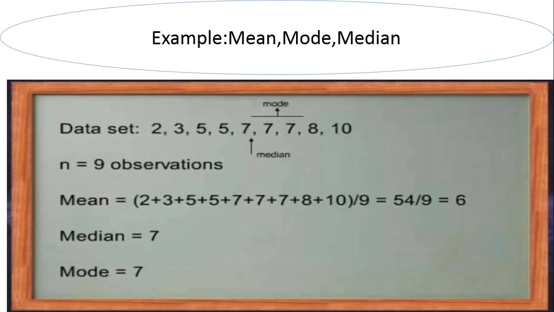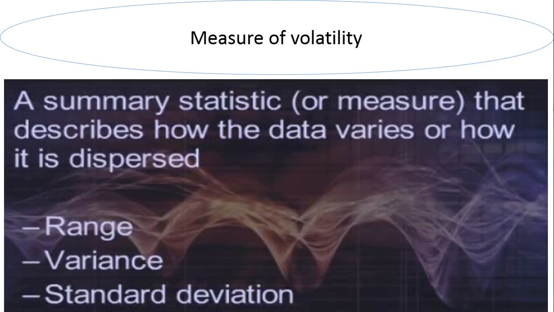So after the measures of central tendency, we can look at the measures of volatility, which are summary statistics or measures that describe how the data vary or how they are dispersed. So we have the range, the variance, and the standard deviation to measure volatility. The range of a set of measurements is the difference between the largest and the smallest measurements.